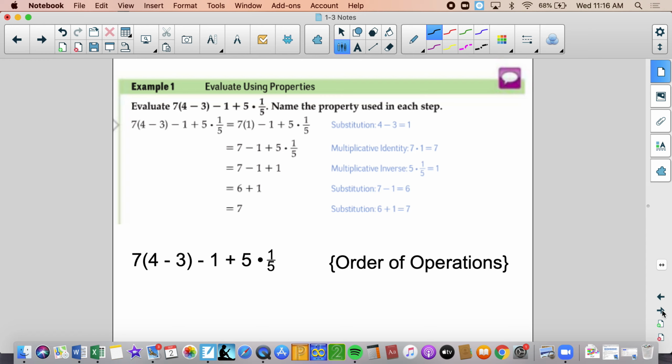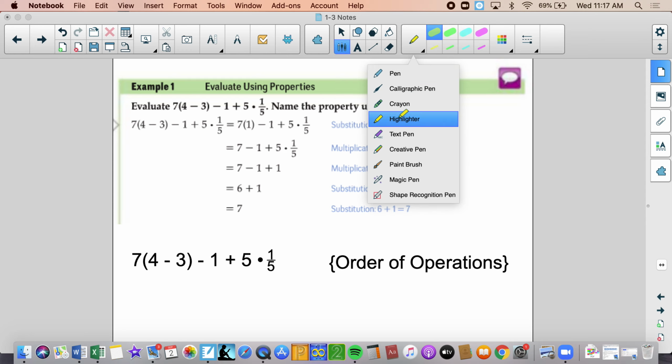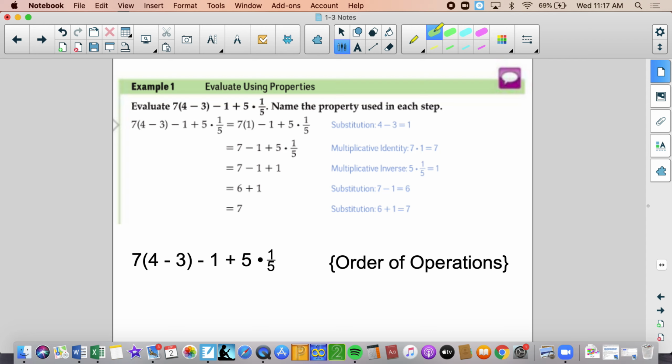It says evaluate the expression 7 times the quantity 4 minus 3, minus 1, plus 5 times 1/5. Name the property used in each step. So we would do this in order of operations. What would the first step be? Well, the first one is always going to be grouping symbols.